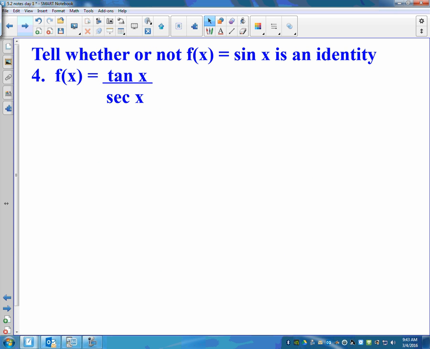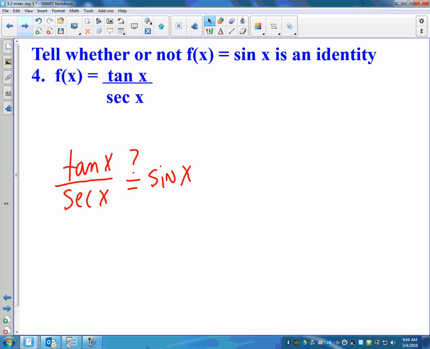You also have some questions, right? In one of these, make sure you read the direction. It says, decide whether or not this could be an identity for sine of x. I wish they would have worded this a little better, but basically they're saying, does tangent x over secant x equal sine x?